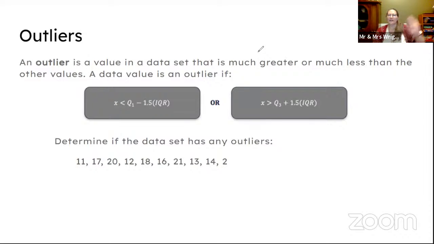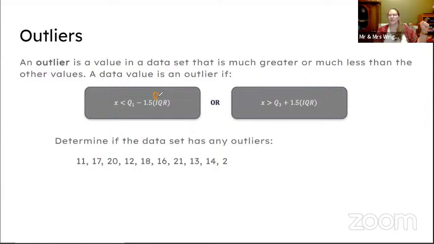So something is an outlier on the lower end of the data set if it's less than whatever your quartile 1 is minus 1.5 times the interquartile range. Remember, the interquartile range was Q3 minus Q1. So we can rewrite this like this. X is less than Q1 minus 1.5 times Q3 minus Q1. Okay, and it's the same thing for the upper end of the data as well. You just flip the inequality symbol, so it's greater than here instead of less than.